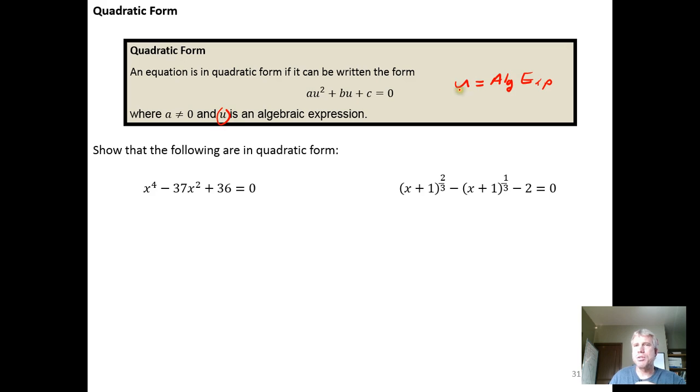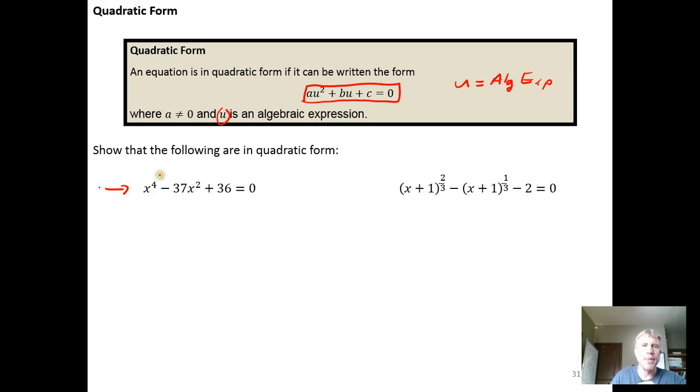And when we substitute u into the equation we have that isn't a quadratic equation, we get something that looks like it is a quadratic equation. Then we say that the equation we're working with has quadratic form. So in this example, it says, show that the following are in quadratic form.